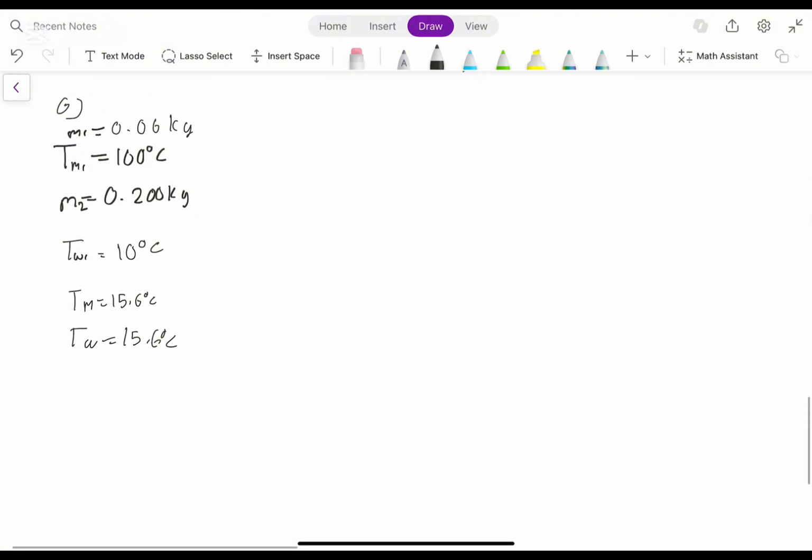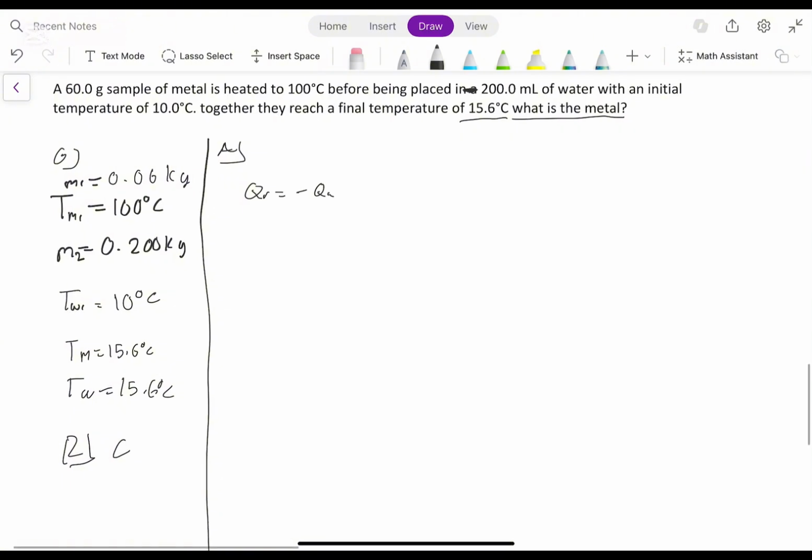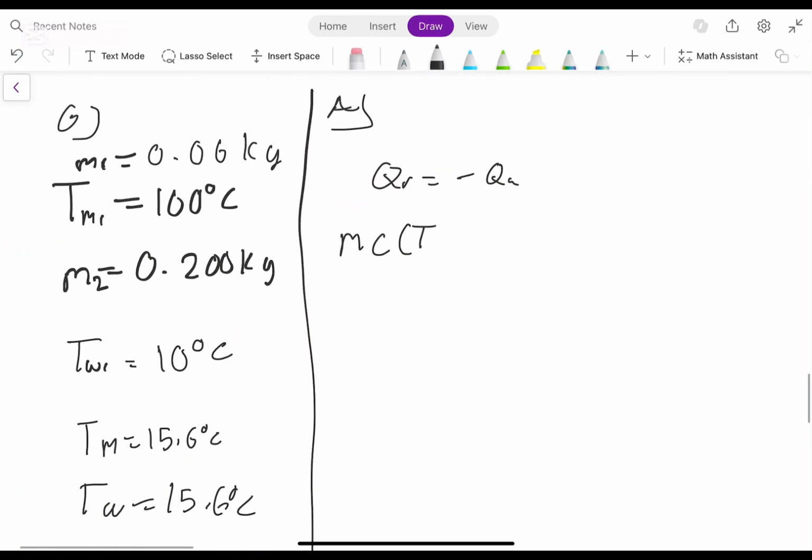Now that we have that done, we can go into our required to find. We're looking for the heat capacity, so we can find out what metal it is. So let's get into our analysis. The first thing we can do is we can go QR is equal to negative QA, and now we can sub in what it is. So MCT, we can change these to metal, and M2 we can change to MW, mass of the water, just to keep everything linear.